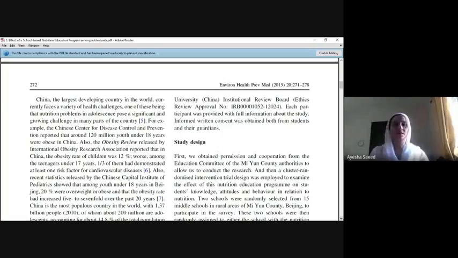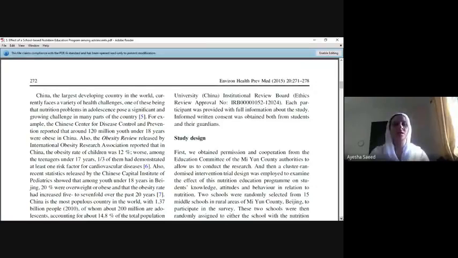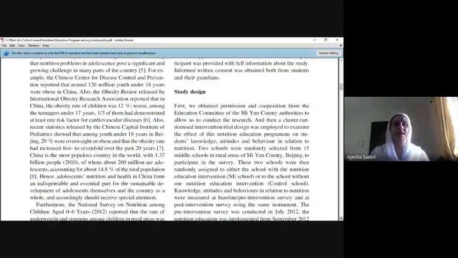So now they are giving a little demographics about China. Then they are giving statistics of different obesity and different chronic diseases, cancers, obesity among Chinese.